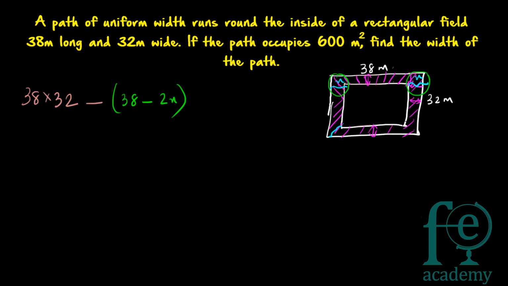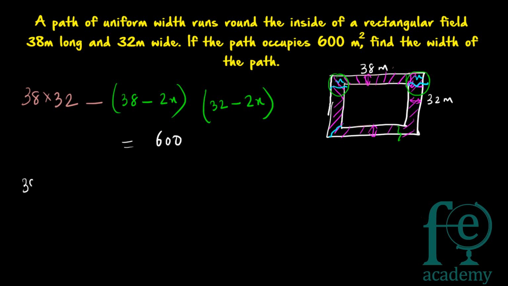Similarly, what will be the width of the small rectangle? 32 is the width of the big rectangle, so it will be 32 minus 2x. So 38 minus 2x is the length of the small rectangle and 32 minus 2x is its width. When you multiply the length and the breadth, you get the area of the small rectangle. So 38 into 32 minus (38 minus 2x) into (32 minus 2x) will give you the area of the path. It is given as 600 meters square. So now your aim will be to solve this equation.